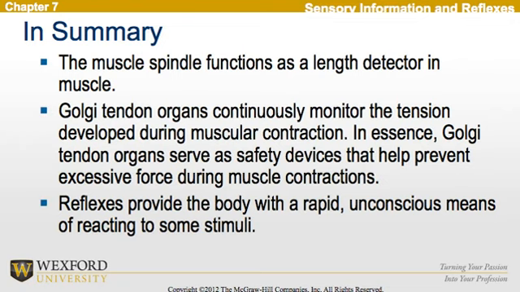We also saw that muscle spindles function as length detectors in muscles. In addition, Golgi tendon organs continuously monitor the tension developed during muscular contraction. In essence, Golgi tendon organs serve as a safety device that helps prevent excessive force during muscle contractions. Also, reflexes provide the body with a rapid, unconscious means of reacting to some stimuli.